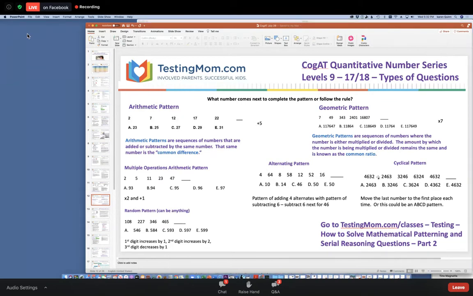And then there's something called the cyclical pattern, which is where the numbers literally are being moved around in a cycle. The 2 here becomes the first number. And then the 3 becomes the first number. And then the 6 becomes the first number. And then there's random patterns, which can be almost anything. So what I recommend for this, number series questions can get tricky.